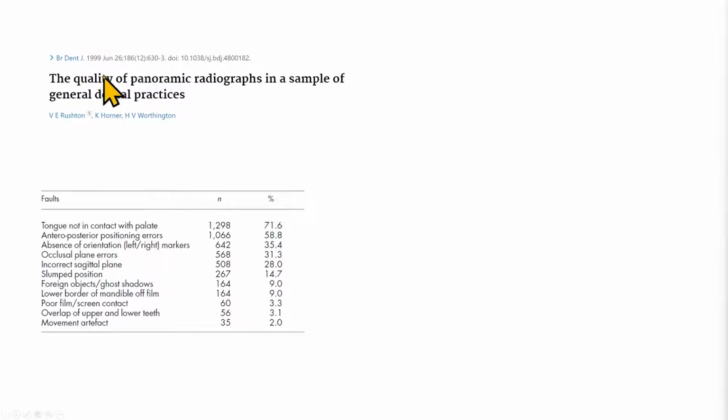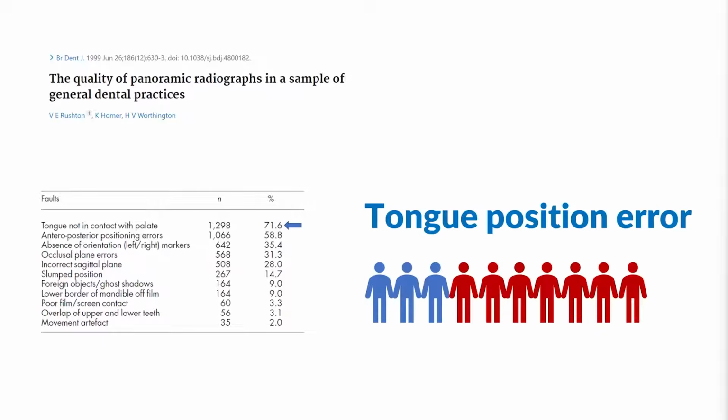About 10 years later, in 1999, a study was published in the British Dental Journal. This paper also lists a number of errors. Some of these errors are related to film-based radiography, like absence of markers and poor film and screen contact. So these are not applicable to digital panoramic radiographs anymore. But the most common error listed is the position of the tongue in relationship with the hard palate.